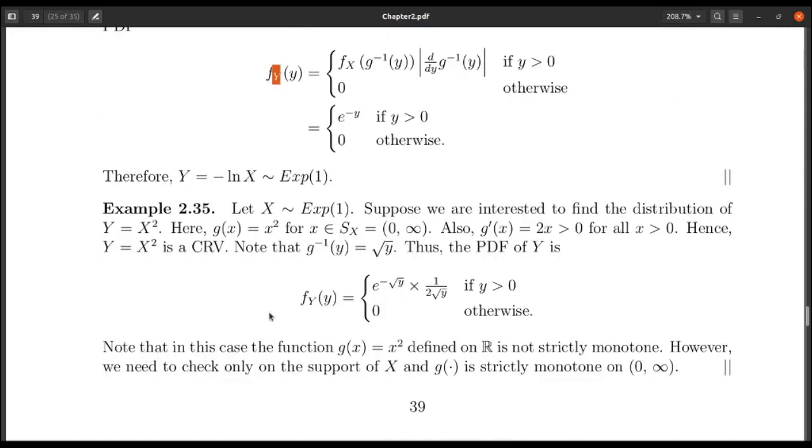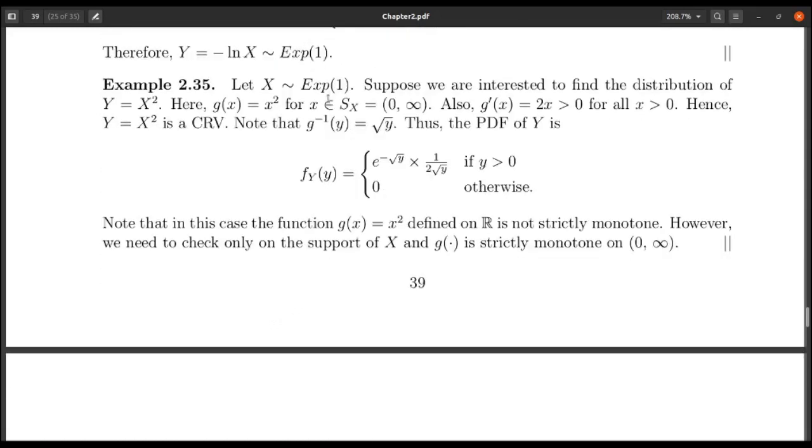Let us take another example, Example 2.35. In the previous one we got the exponential, so now we start with the exponential. Suppose we talk about Y equals X squared. Notice that Y equals X squared is not one-to-one, and if you take the derivative of Y equals X squared, it is negative on the negative part of the real line and positive on the positive part of the real line.